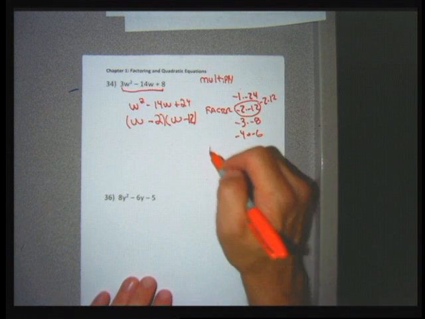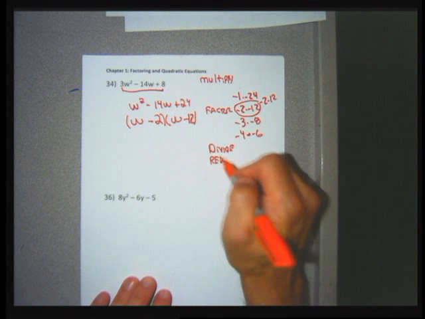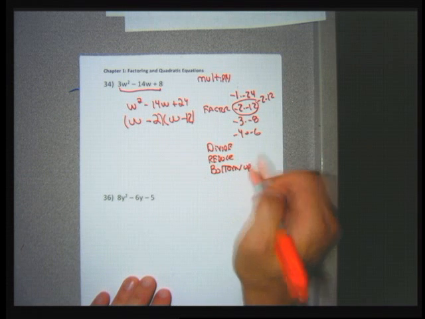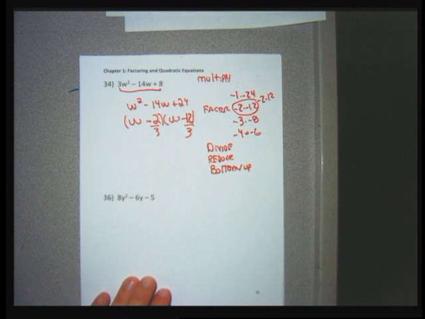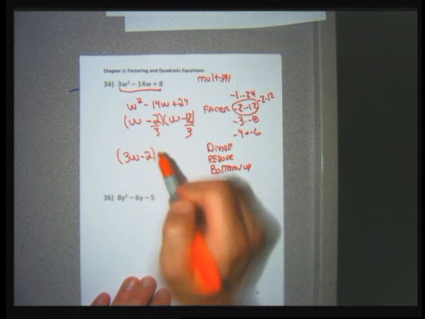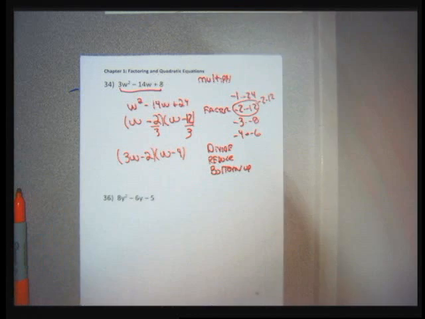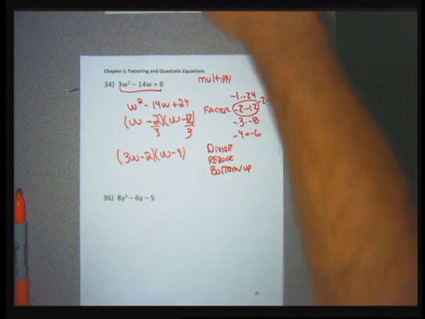And now I'm into my divide, reduce, bottoms up. I started off multiplying by 3. I need to divide by 3. First parentheses, I just bottoms up and get 3w minus 2. Second parentheses, I reduce and get w minus 4. And I'm done.